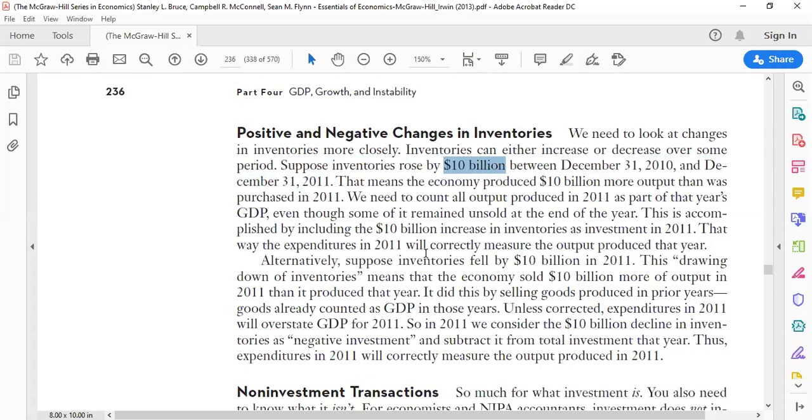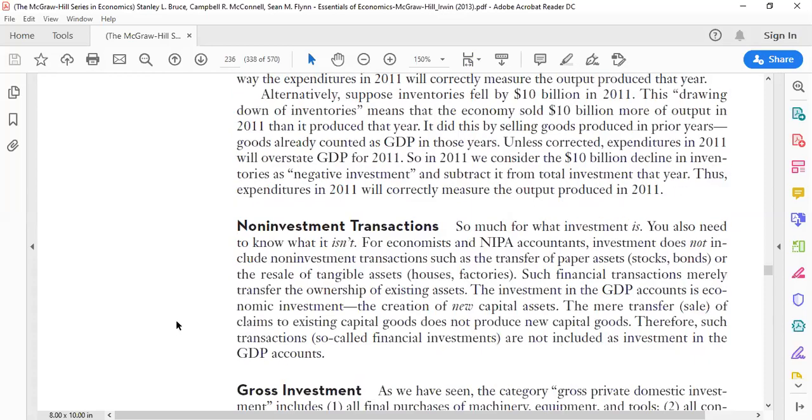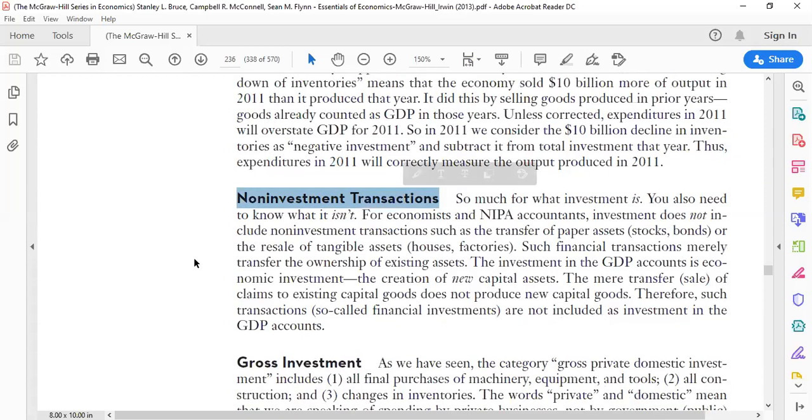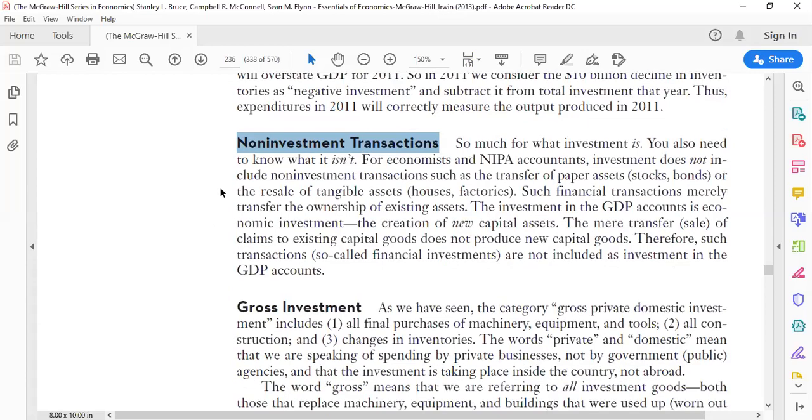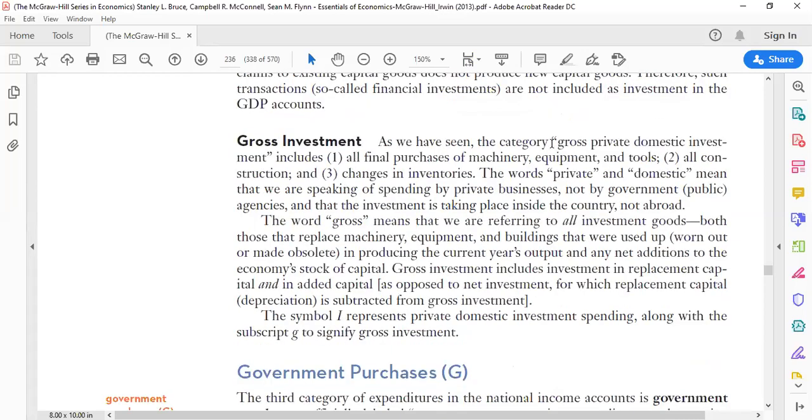If there is a negative change in inventory, for instance the inventory came down by 10 billion, that is not part of investment. Non-investment transactions are not a part of the investment. And in investment, there is gross investment. Gross includes all final purchases of machinery, all construction, and all changes in inventories.